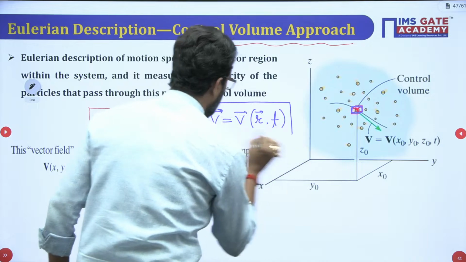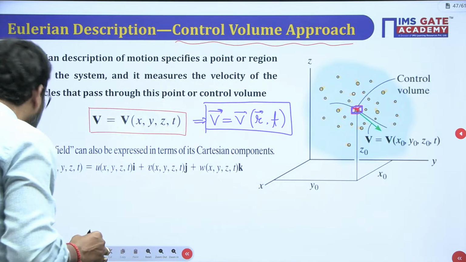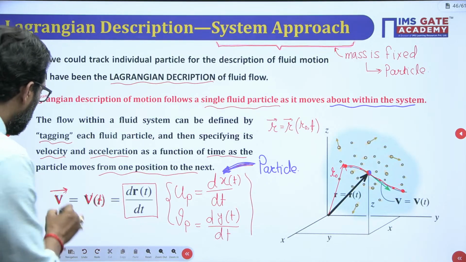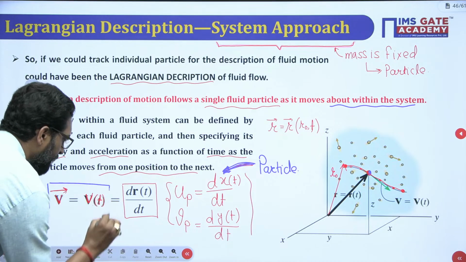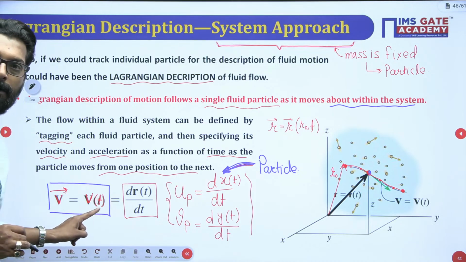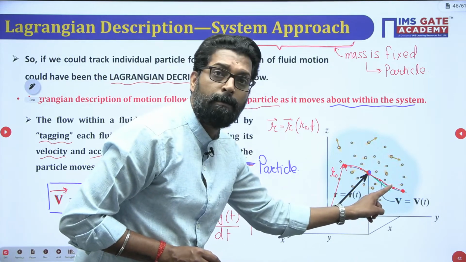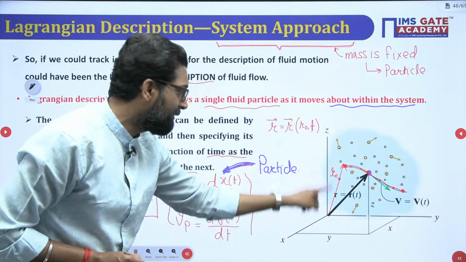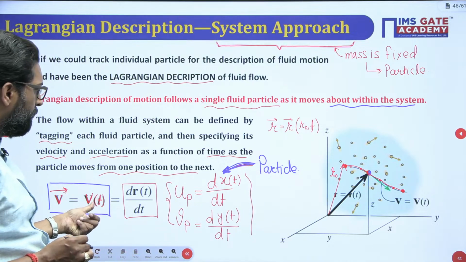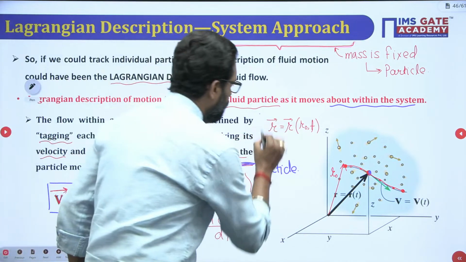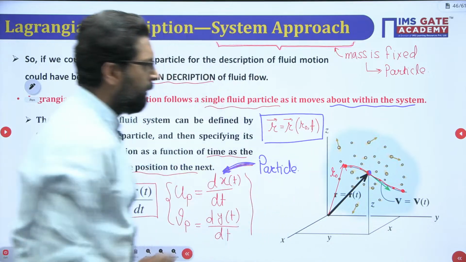And in the case of Lagrangian, V is a function of t only, because we are bothered about where the particle is coming from and where it is going. The initial position, where it is coming from, is fixed.